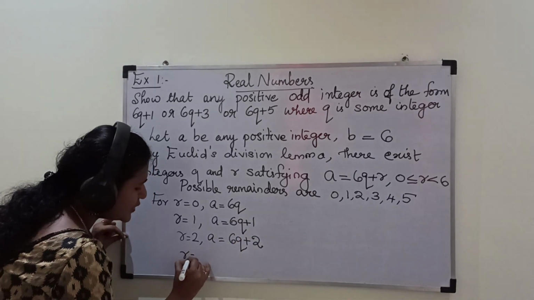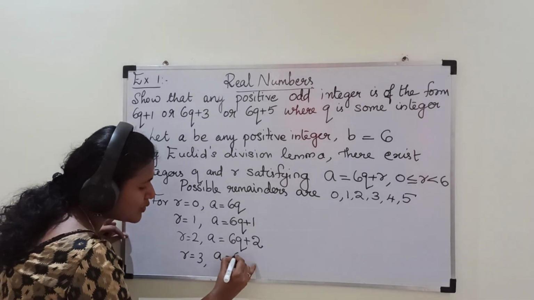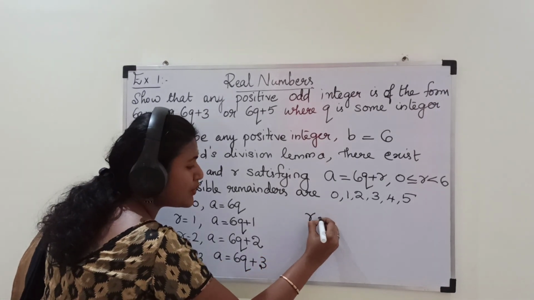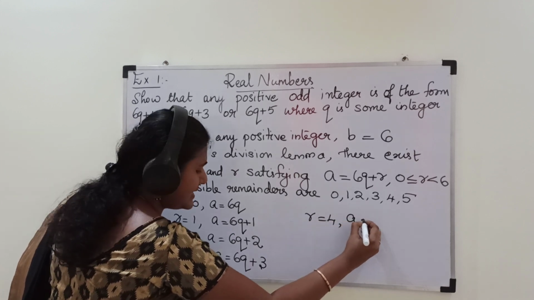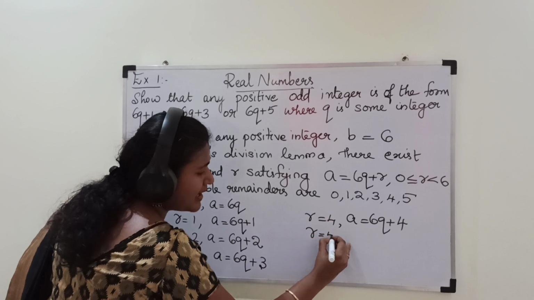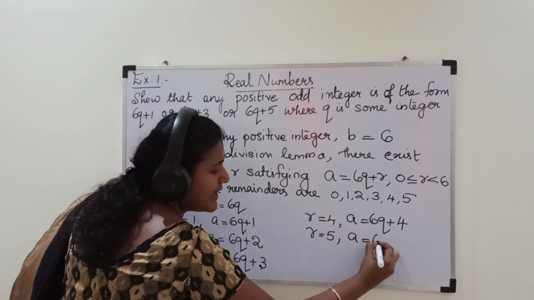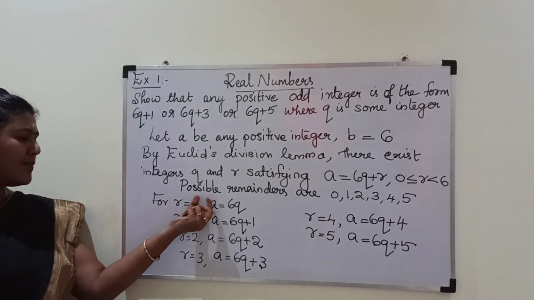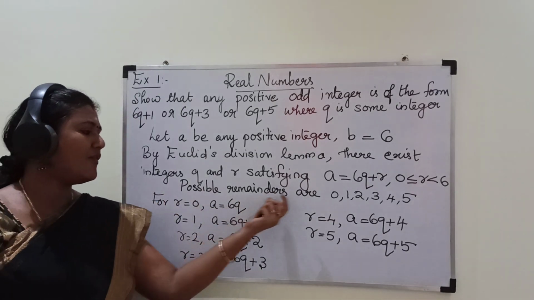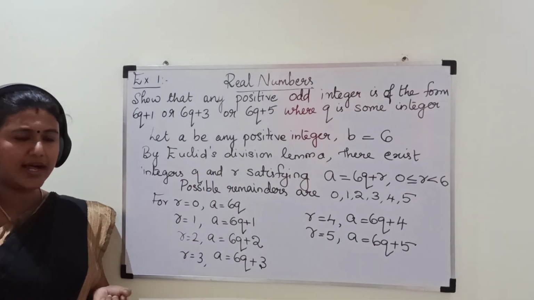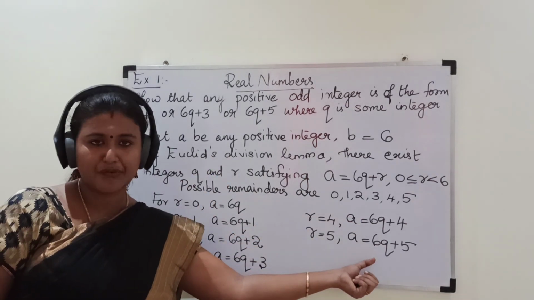When r is equal to 3, we will get a is equal to 6q plus 3. When r is equal to 4, we will get a is equal to 6q plus 4. The same way, when r is equal to 5, we will get a is equal to 6q plus 5. So these are the possible values of a. When you substitute different values for r, we will get different values of a.